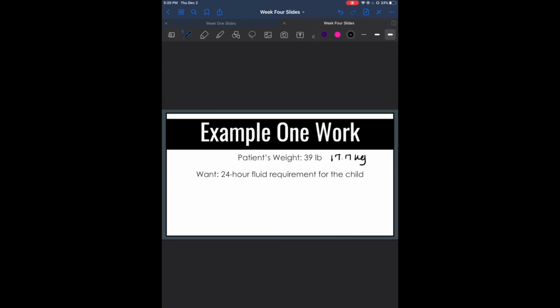Okay, so from our chart, this child's going to fall in that 10 to 20 kilogram row. So they are going to get 1,000 milliliters for sure. And then our table says that they're going to get 50 milliliters per kilogram for everything that is above 10 kilograms. So we know they're automatically going to get this 1,000 milliliters.